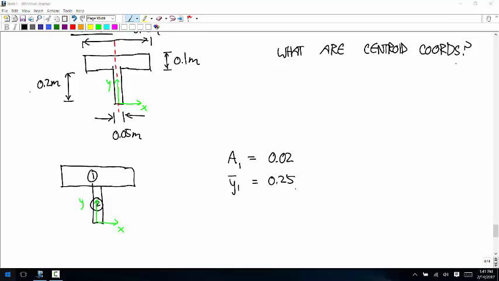And then for piece 2, the area is 0.05 times 0.2. So that's 0.01. And what's the height of the centroid of piece 2? And then what's the total area of the shape? 0.03. Yep.